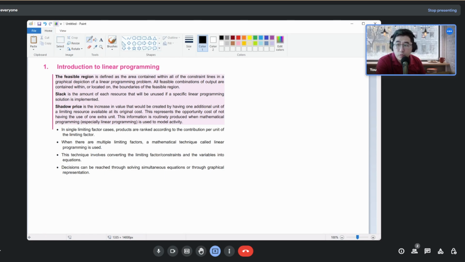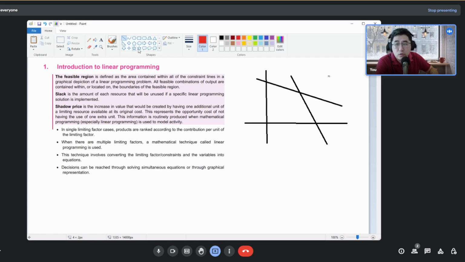Introduction to linear programming. The feasible region is defined by the area contained by all the constraint lines in the graphical depiction of a linear programming problem. All feasible combinations of the output are contained within or located on the boundary of the feasible region. So what it means here is, you're going to get a graph that maybe looks like this. This one is one line, then this one is another line. The region here, we call it the feasible region. Feasible region means all the possible answers.